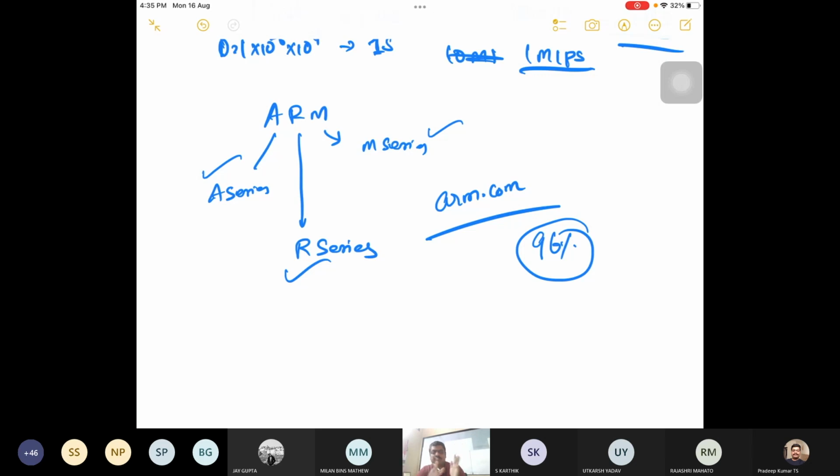So this is the introduction to the processor: how we can design a processor, or how we can select a processor for a particular application. Maybe we'll see some more applications in the days to come. Just to show you what the different kinds of processors are.